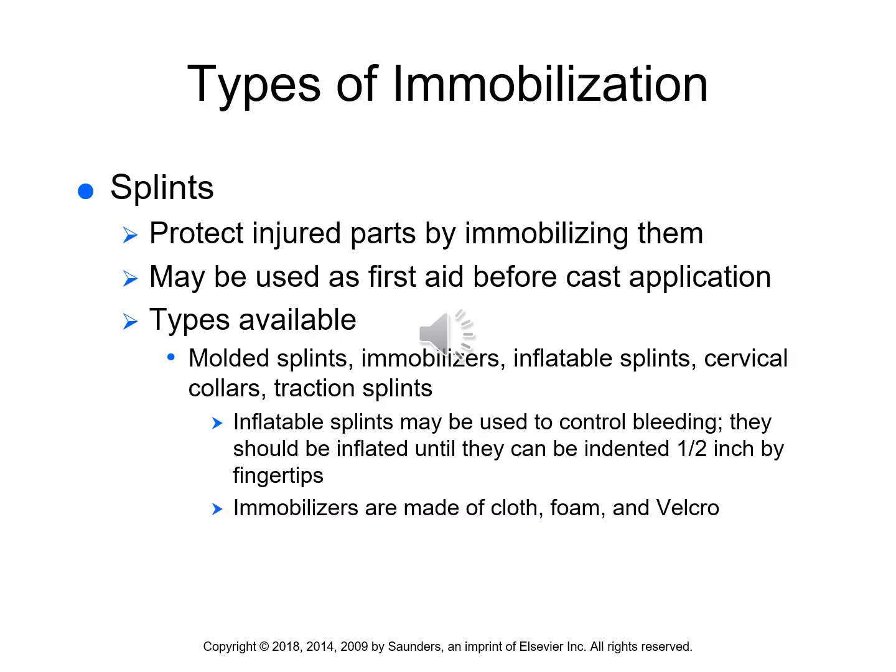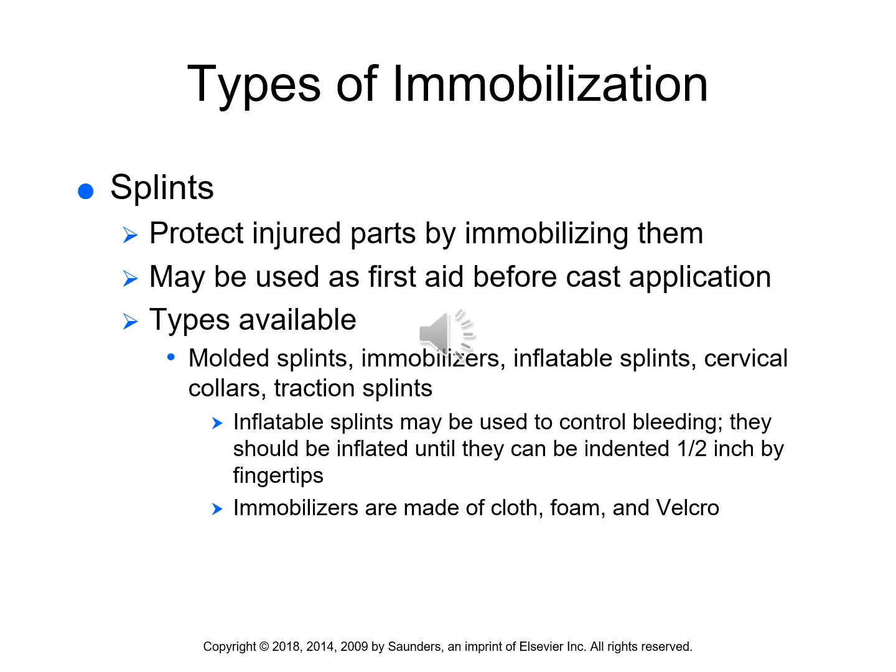For various reasons, you might need to immobilize a particular body part to prevent further injury from occurring. For example, you might use a splint. A splint can be used to protect an injured part by immobilizing that particular body part. You might have traction, or pulling, to maintain the body part in alignment, because you want to keep the body part in alignment.